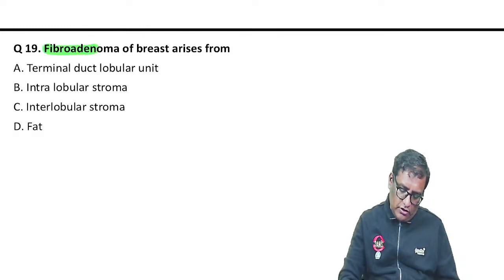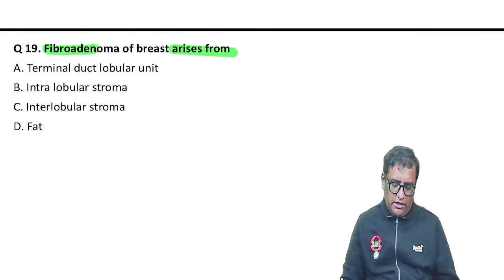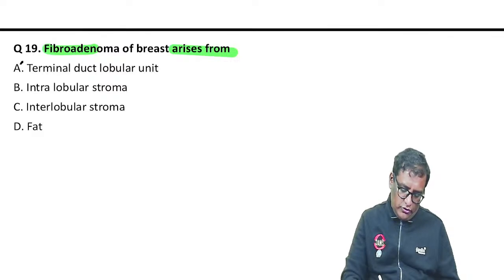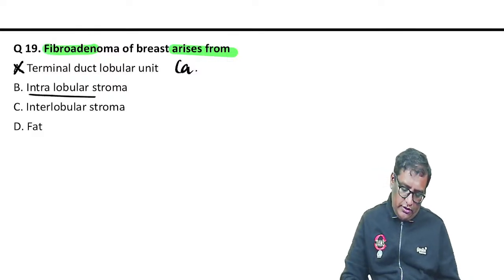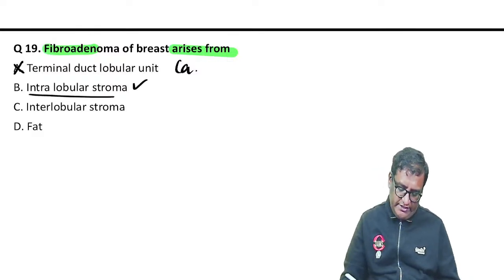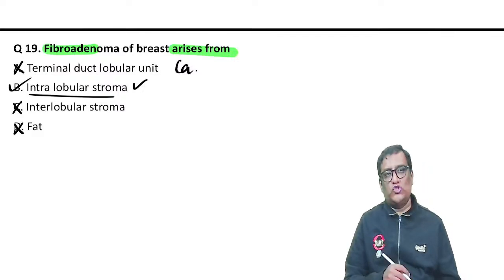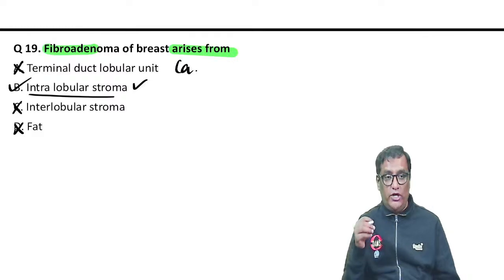Fibroadenoma of breast arises from the terminal duct lobular unit. No, from TDLU it is the carcinoma of the breast that arises. Fibroadenoma arises from intralobular stroma. That is the correct answer, option B. Interlobular stroma, no. And fat, of course not. Fibroadenoma is a stromal tumor which arises from intralobular stroma.